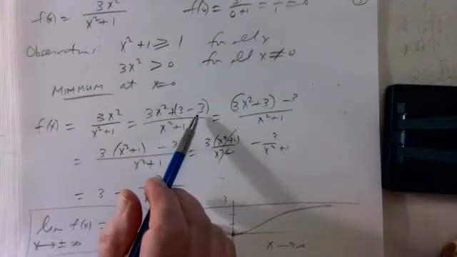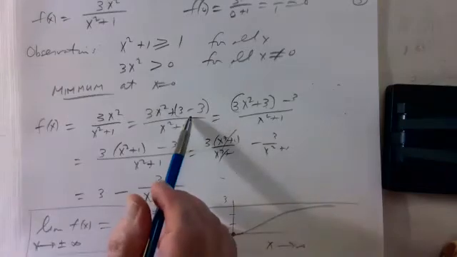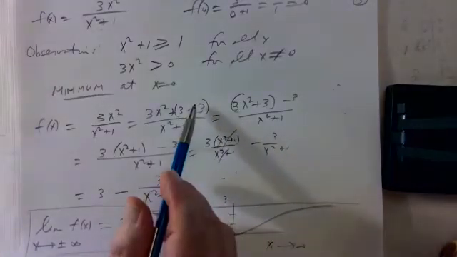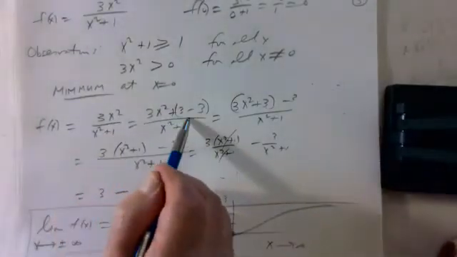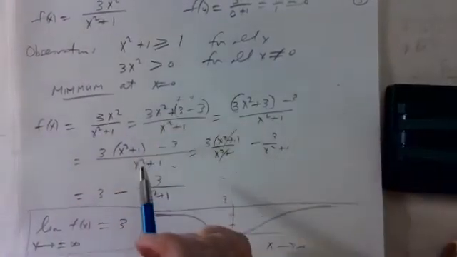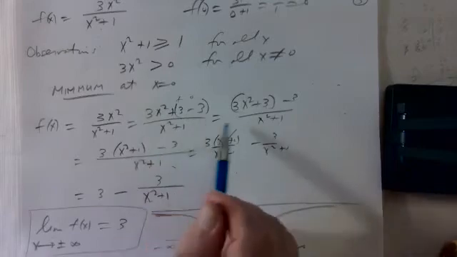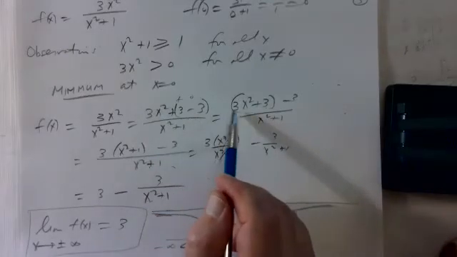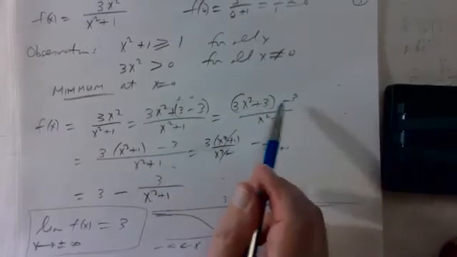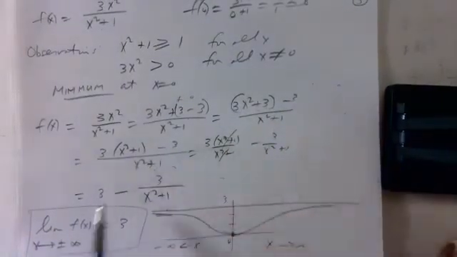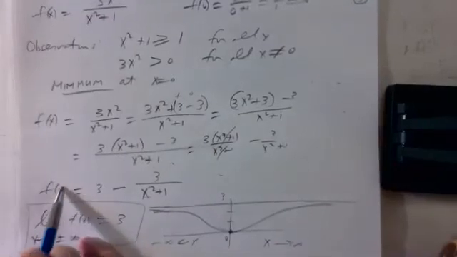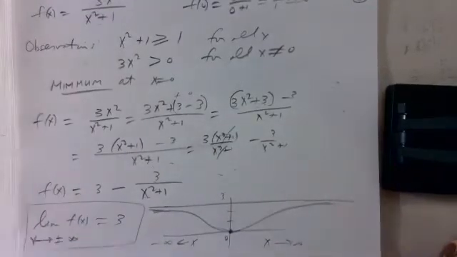3 minus 3 is 0, right? Yes. You can always add 0. So I just added 0. Now, why did I do that? Because I saw if I do that, I can write it like this. Cancel the x squared plus 1 from the first term. I can rewrite my function in this way.